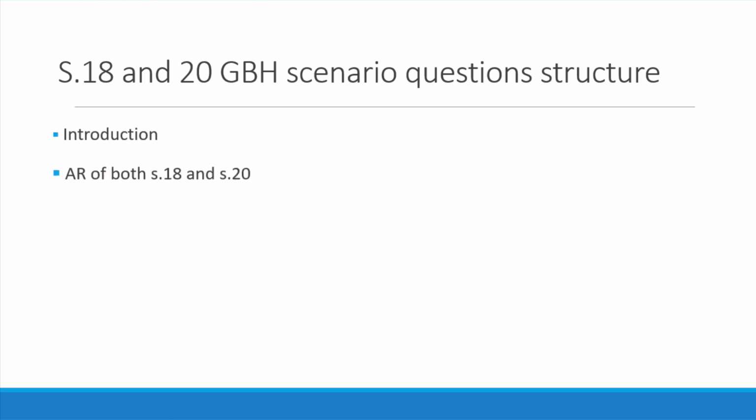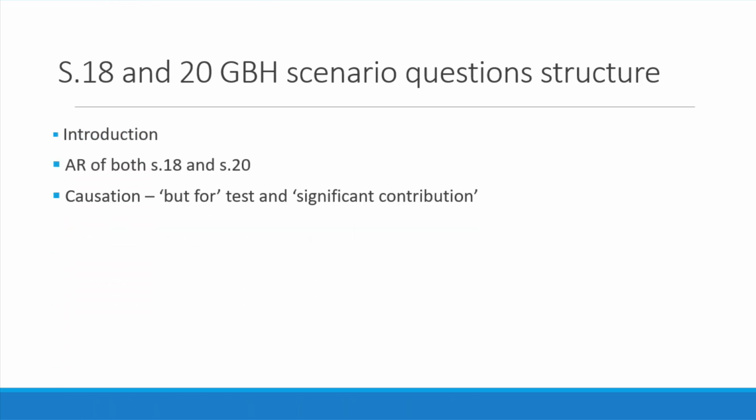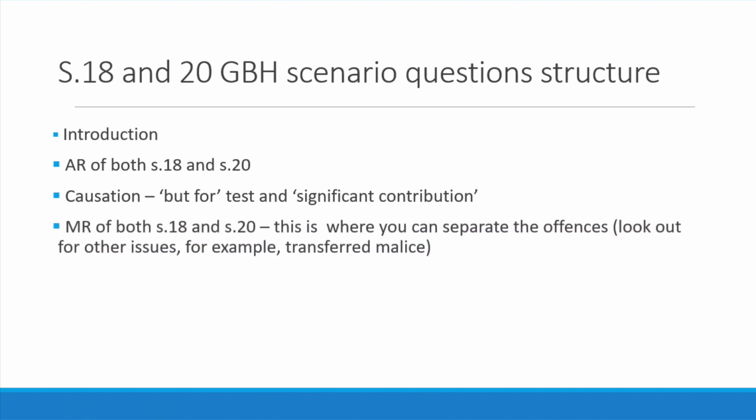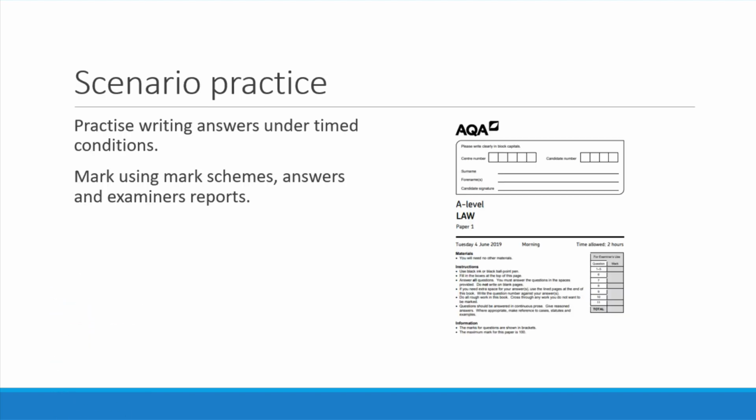So a brief recap of the structure: an introduction, the AR of both offences, causation, factual and legal, the mens rea of both, and this is where you separate the offences, and also look out for other issues such as transferred malice, and defences if there are any, and your conclusion. So the best way to improve is to practice writing answers to these scenario questions under time conditions and then mark them using mark schemes, answers and examiners' reports.